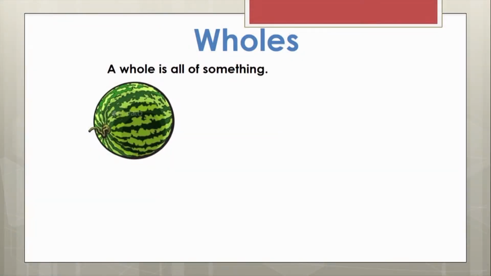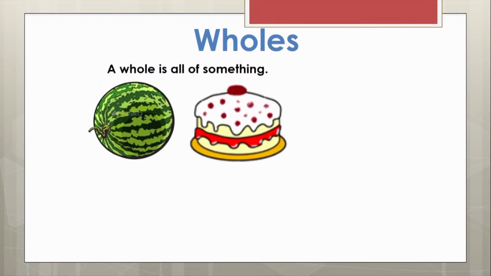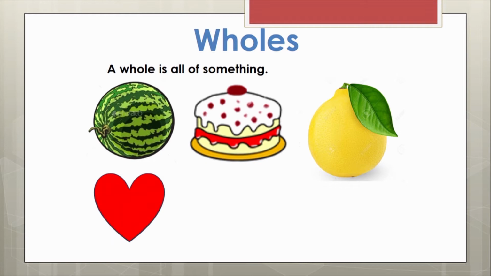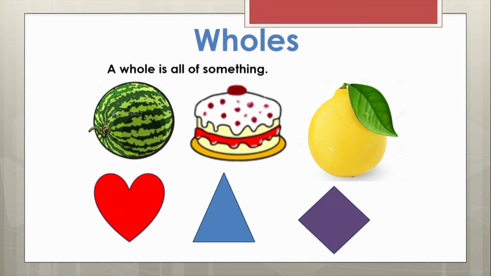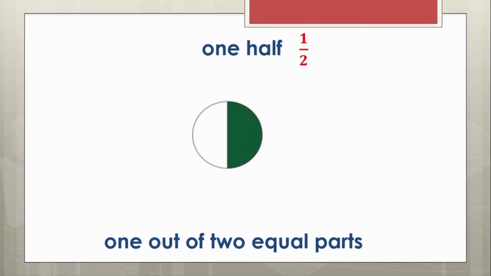So we have a whole watermelon, a whole cake, a whole lime, a whole heart, a whole triangle. So we have whole objects here, we have whole shapes represented here, okay? So 1/2. Before we go any further, we will review the fractions that you already know. All right? So 1/2, 1 out of 2 equal parts.